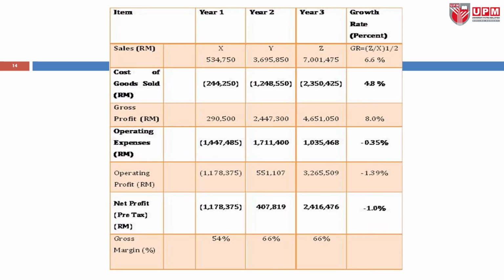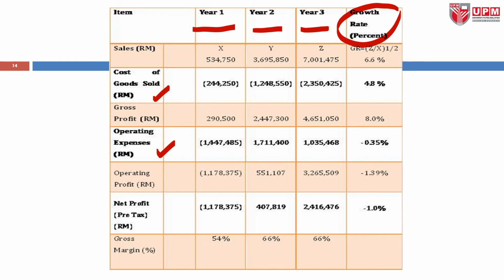Whereas for the projected income statement, we normally have different years. So year 1, year 2, year 3, and we can also calculate the growth rate in terms of percentage. So in terms of the sales, cost of goods sold, we can also calculate the gross profit, operating expenses, and operating profit, and finally the net profit.